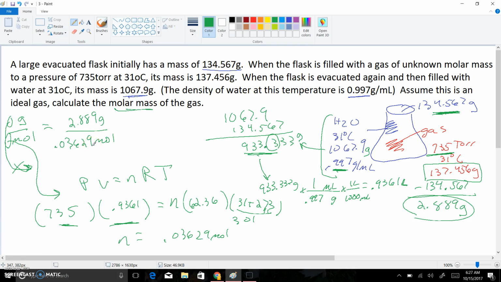0.03629. That's too many sig figs looking back at it. I should really have, this is 3 sig figs, this is 4, and this is 3. I should really have 3 sig figs. But I'm keeping all the numbers in my calculator. And I'm dividing the two. And I'll get 79.6 grams per mole. 3 sig figs right there. And I got my answer.